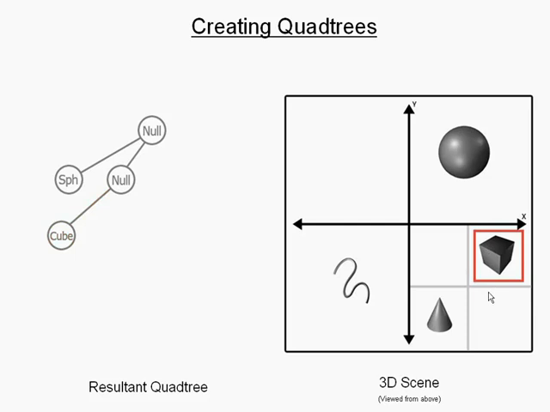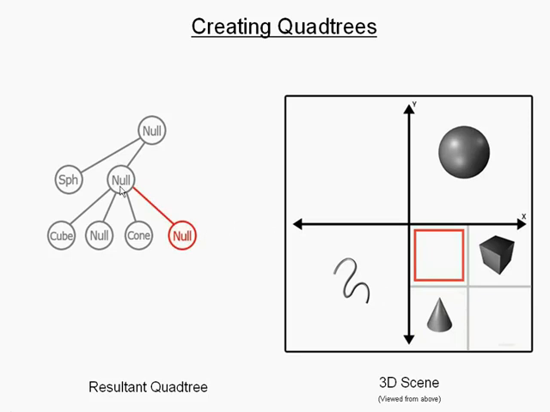Exactly. So we start in quadrant 1. Quadrant 2 has nothing, so we'll just put a null in there. So we've got our null. And then we're going to go over to the third quadrant. This is a cone, so we're going to place that in here. And the last one, as you might imagine, is going to be a null. Right. So then we have, as you can see, 4 children for this guy as well.